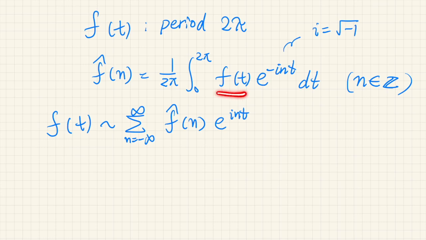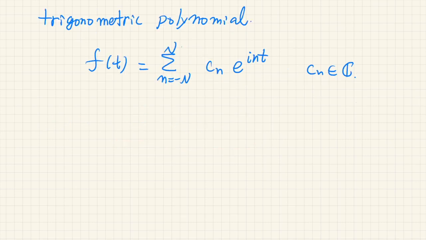So we multiply the function with this factor, exponential of negative i n t, where i is, of course, the imaginary unit. Now, by using these Fourier coefficients, we can define the Fourier series of the function f of t. One important question in Fourier series analysis is whether the function f of t is equal to its Fourier series. Okay, let's dive into an example.